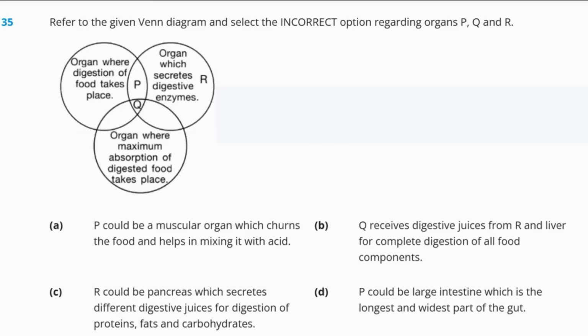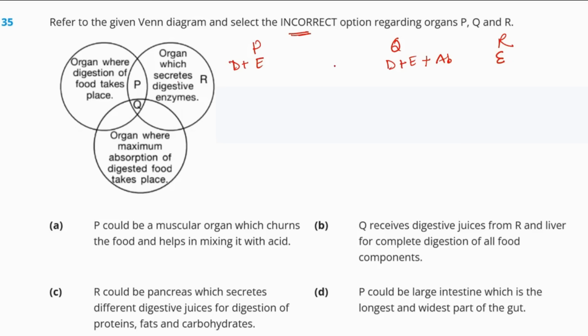Last question. So here, refer to the given Venn diagram and select the incorrect option regarding organs P, Q, and R. Okay, P, Q, and R. P is the organ where digestion of the food takes place and secretes digestive enzyme. So it would be digestion plus enzyme, I will write. Q is where digestion plus enzyme plus absorption. And R is what? Where enzymes would be secreted.